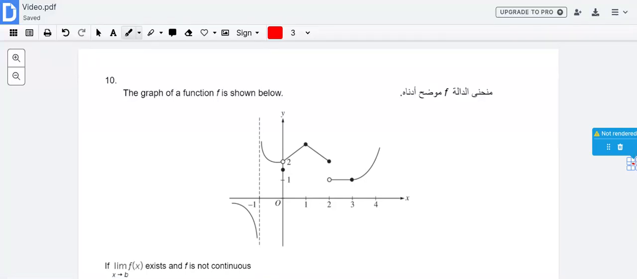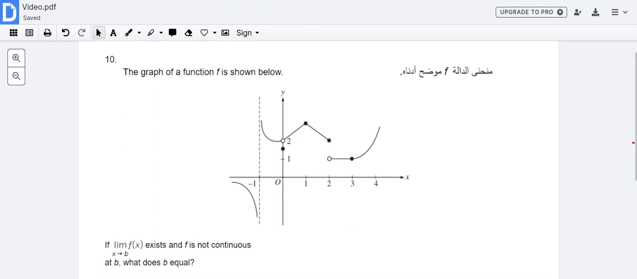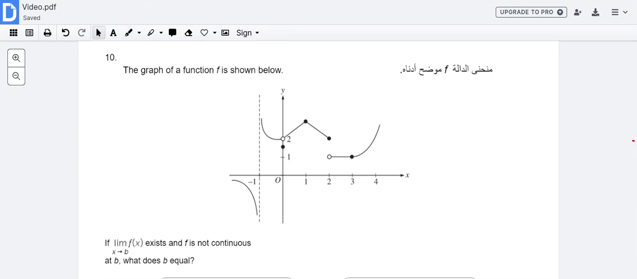Okay, so hello everyone. We're just going to be going over an MSAT question. This one states that the graph of a function f is shown below. They're showing us this graph, and it says if the limit as x approaches b of f of x exists and f is not continuous at b, what does b equal?